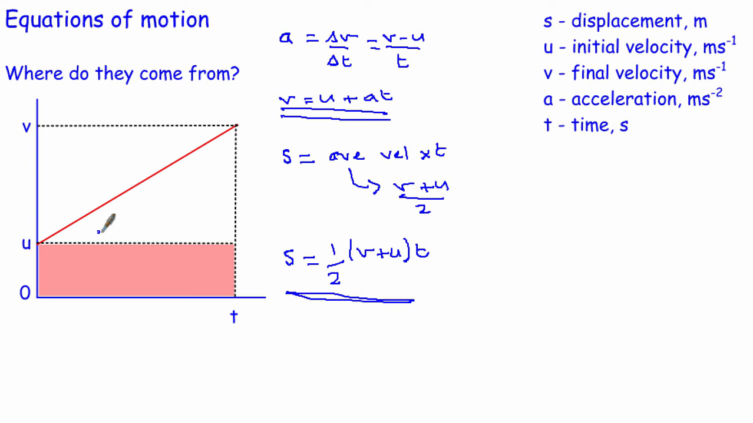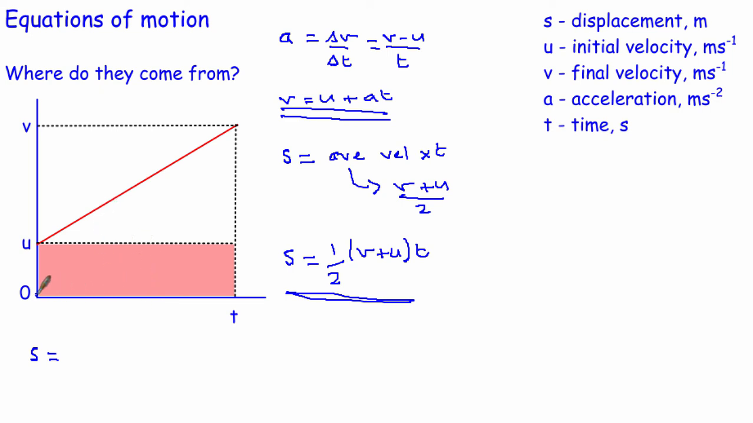Our third equation of motion also involves displacement. For displacement, we're going to consider the area under the graph. You might wonder why we want a different equation for displacement when we've got this one. Well, this equation will have acceleration in it instead of one of the other quantities. So if we know acceleration instead of, for example, the final velocity, then we can use this equation rather than the other one.